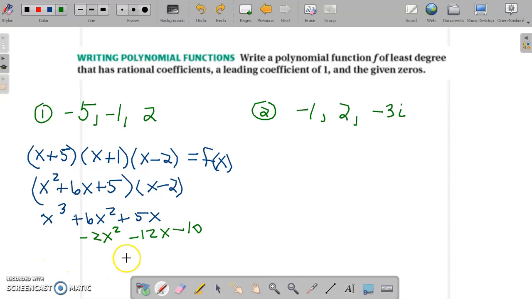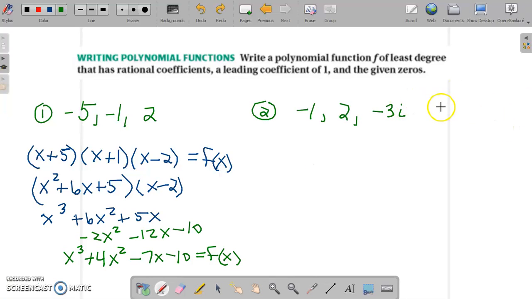And when we combine all of our like terms, we end up getting x to the third plus 4x squared minus 7x minus 10. So that is our polynomial that has negative 5, negative 1, and 2 as zeros.